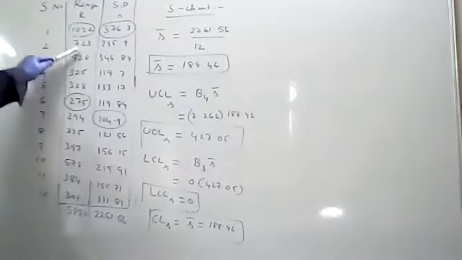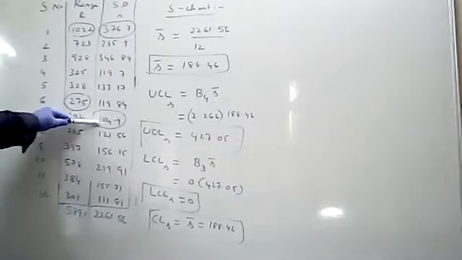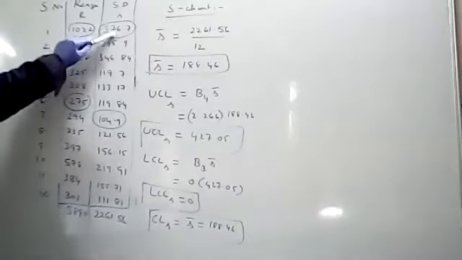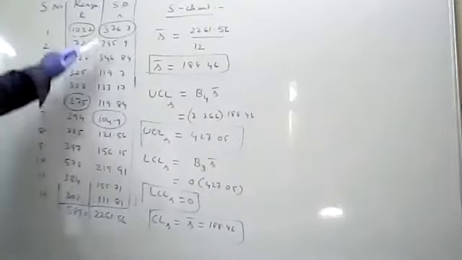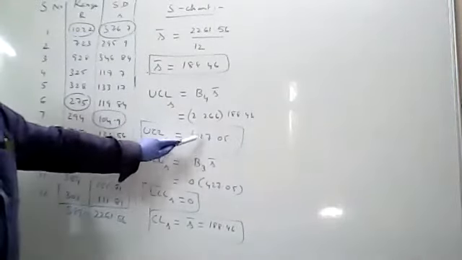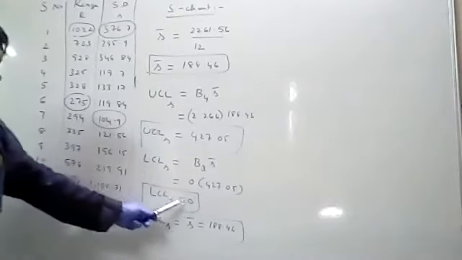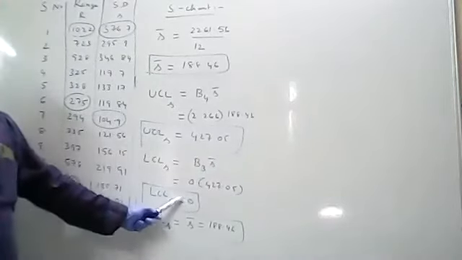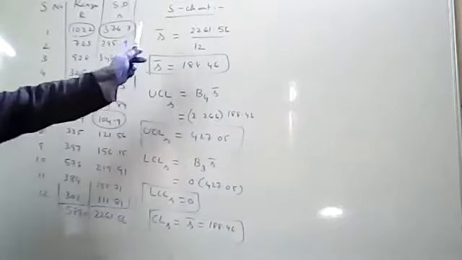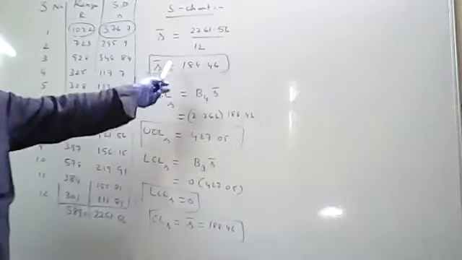111, 104.9. I think this is the highest value and this is the least value. I hope it is clear. So the highest value should be compared with UCL, and the least value should be compared with LCL. The least value is 0. So the scale should be 0 to 450, or 0 to 500.